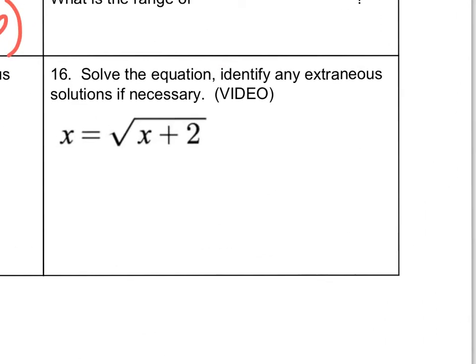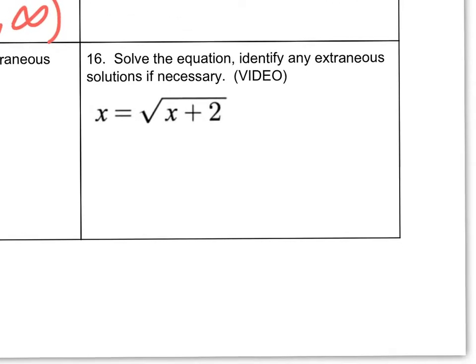All right, number 16. We got to solve this equation. We've already got the square root by itself, so we know we got to square both sides. We got x squared is equal to x plus 2. We are going to have to look for extraneous values, and that's because we had a variable on this side. Whenever we have a variable over there, we will have to do this.